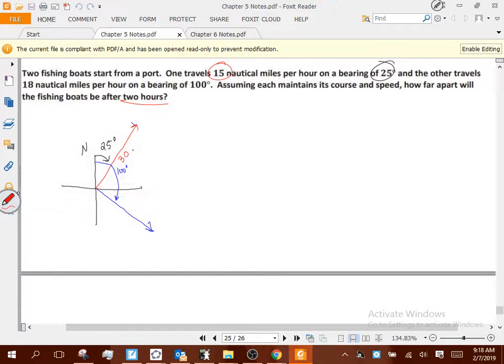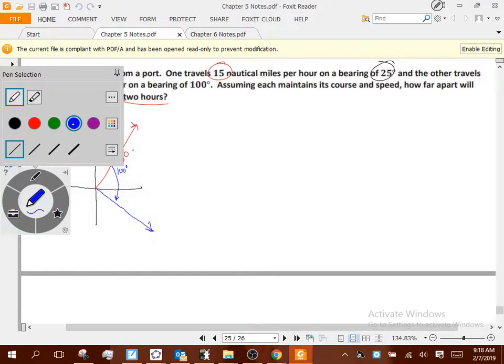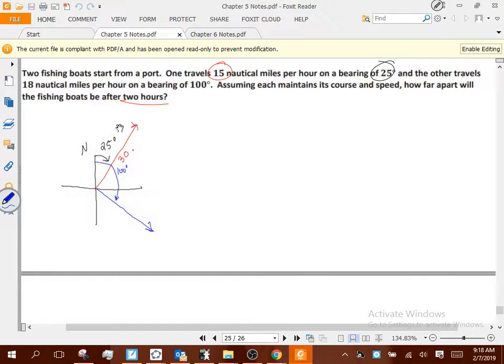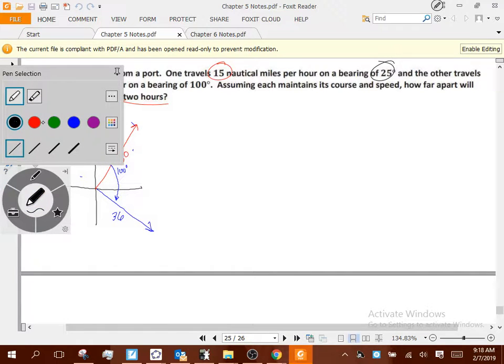The blue one traveled at 18 nautical miles per hour for 2 hours. How long is that blue one? 36. Our tablet's really having some issues today. 36. All right. So can I then talk about finding this purple distance right there?